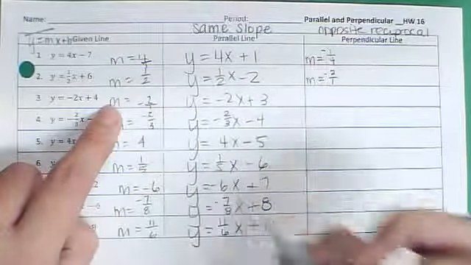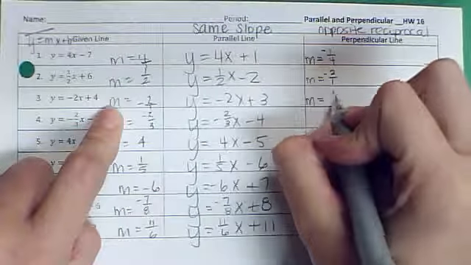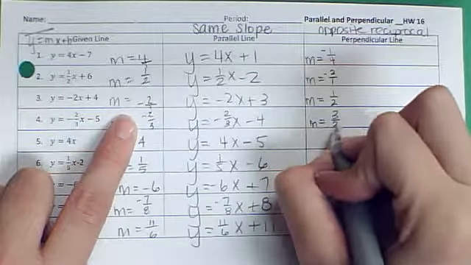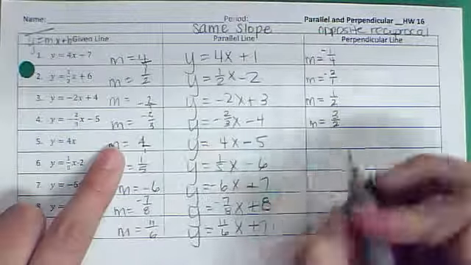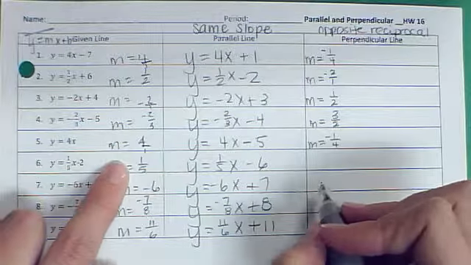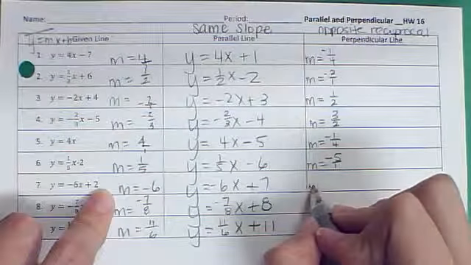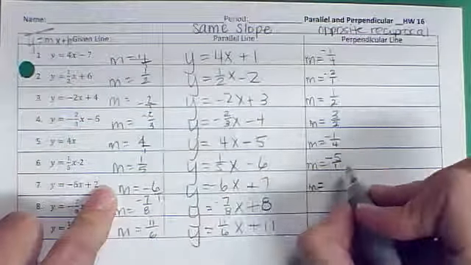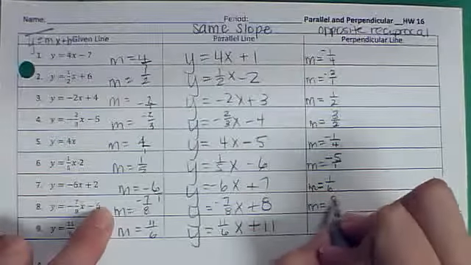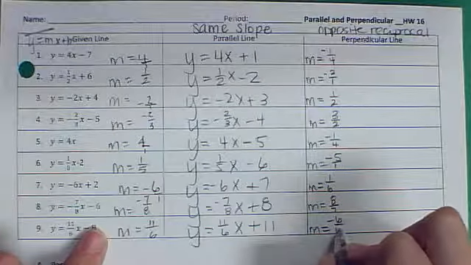Again, I have a whole number. I've got to put 1 on the bottom. If I start with -2/1, my new slope will be positive 1/2. -2/3, positive 3/2. This one, positive 4/1, -1/4. This one, 1/5. Opposite reciprocal, -5/1. -6/1, positive 1/6. -7/8, positive 8/7. And positive 11/6 would become -6/11.